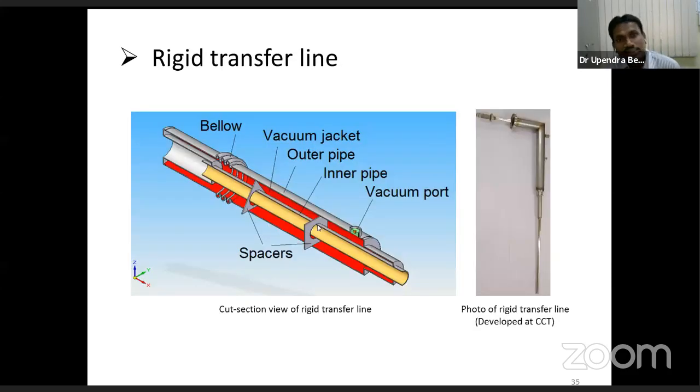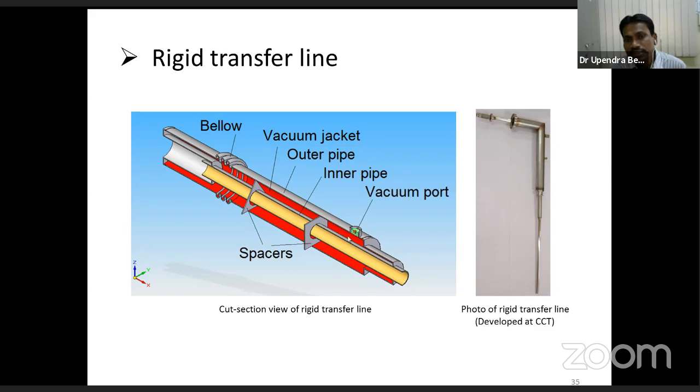The first picture shows the cross-section view of a rigid transfer line. You can see this is the inner tube through which the cryogen is transferred from the storage dewar to the end application. Here we have to see that all types of heat transfer should be minimized so that the cryogen can easily pass from the storage dewar to the end application. This is the outer vessel, which is connected with bellows to take care of the thermal contraction. This is the interspace between the inner tube and the outer tube, the vacuum jacket. You have different types of spacers to support the inner tube in the outer tube. And this is the vacuum port to evacuate the residual gases from the interspace.